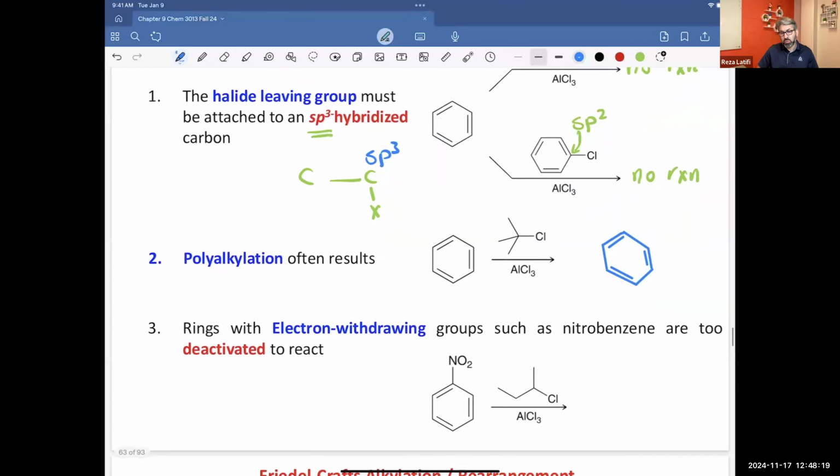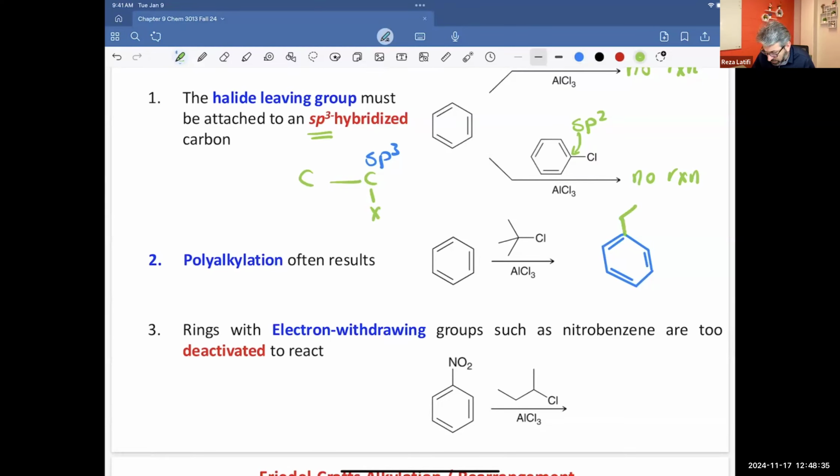Next thing is, when you put the first alkyl group on the benzene ring, now it will be activated. Why? Because the alkyl groups are electron donating. So if you put the first alkyl on the ring, now that ring is technically enriched with electrons, and now that it has more electrons, it will be more capable of running another alkylation reaction.